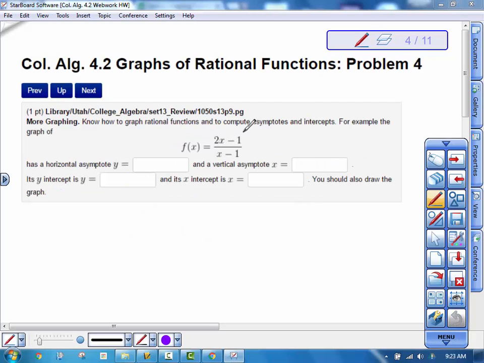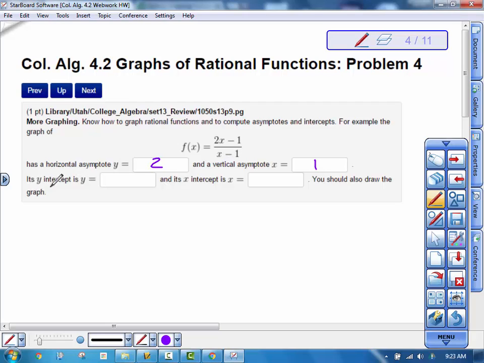This problem is a little easier, where we have a linear function on top and bottom. So for the horizontal asymptote, the degree is the same, so it's a ratio of the leading coefficients, which would be y equals 2. The vertical asymptote is where the bottom is 0, which is x equals 1. And no factors cancel on the top and the bottom, so we know it's a vertical asymptote. There's no holes for this one.